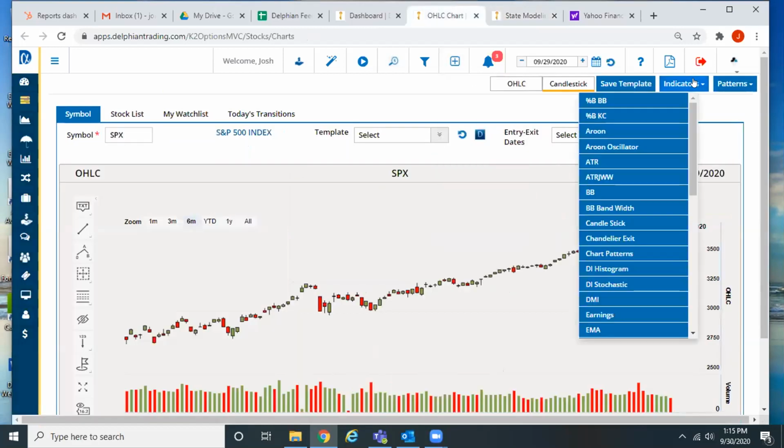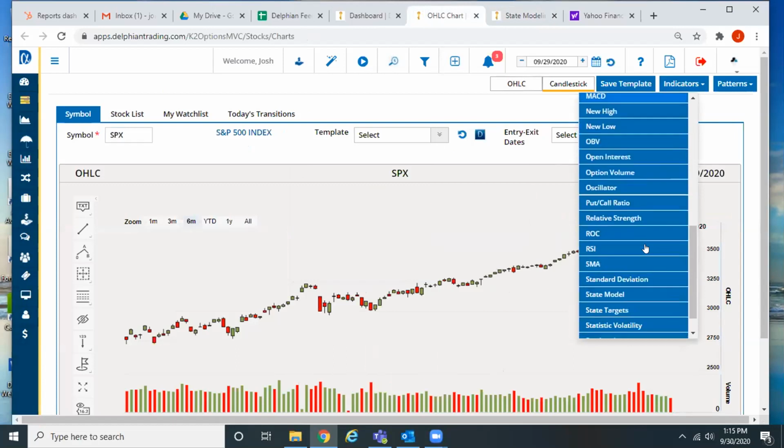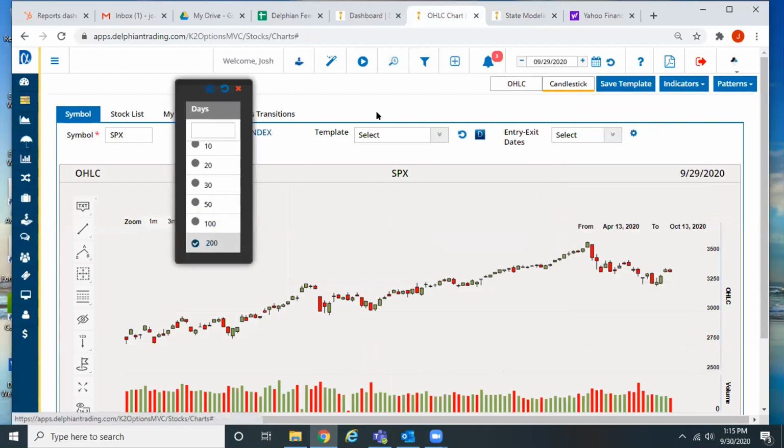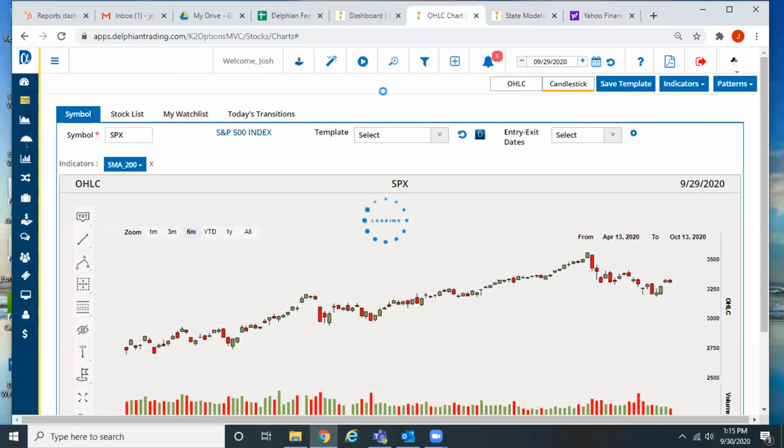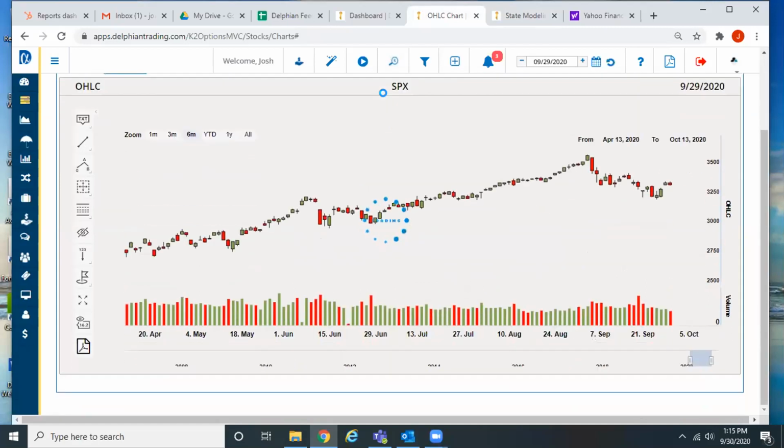So it's also going to pull up, just kind of look at the SMA. Hopefully this isn't going to be slow today.